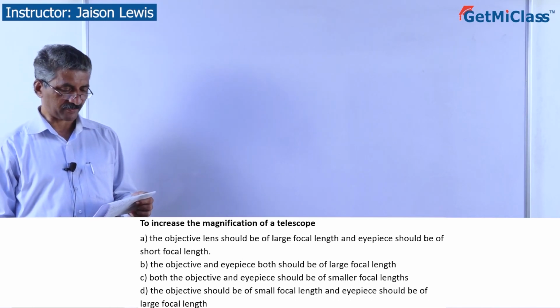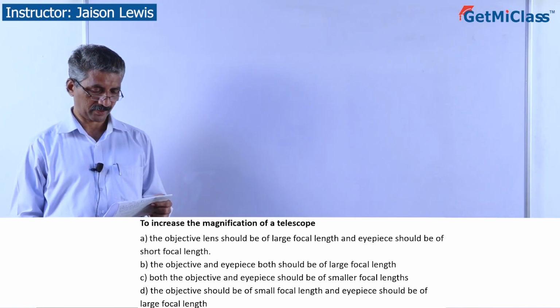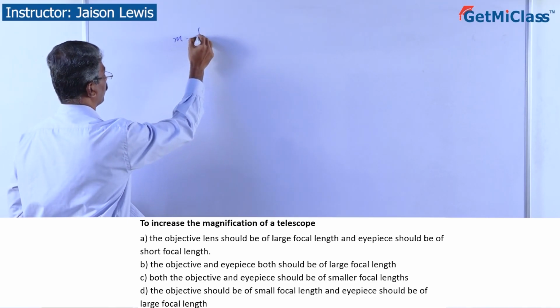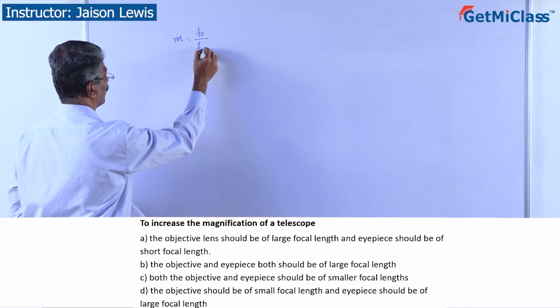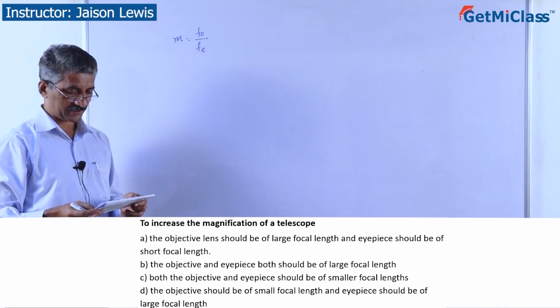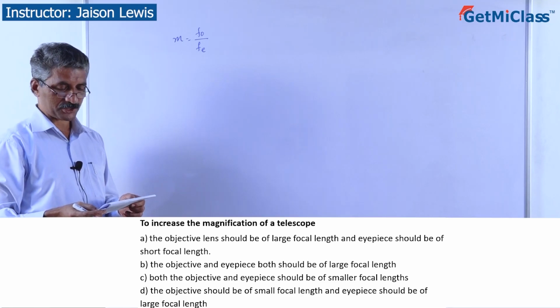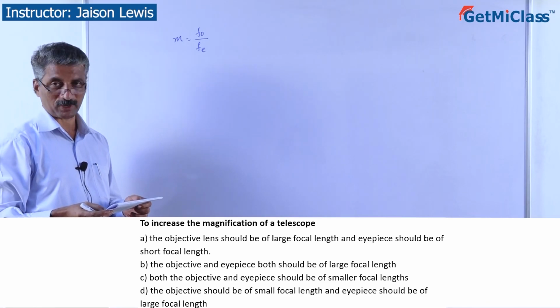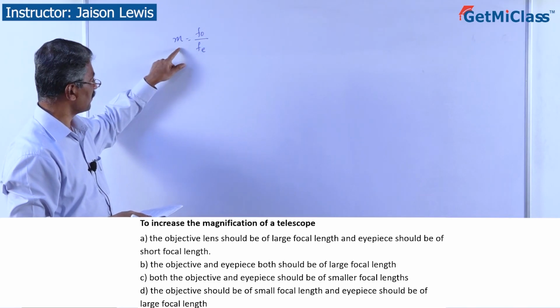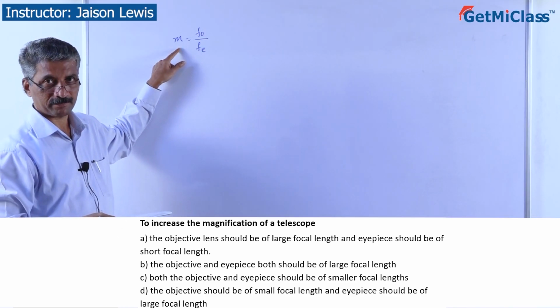To increase the magnification of a telescope, we know that magnification is given by the focal length of the objective divided by the focal length of the eyepiece, FO by FE. The first option says the objective should have a large focal length and the eyepiece should have a short focal length. So that means if FO increases and FE decreases, M increases. Therefore, that should be right.